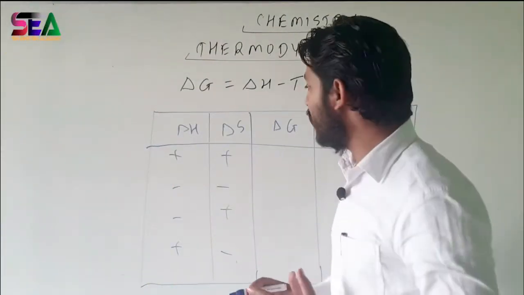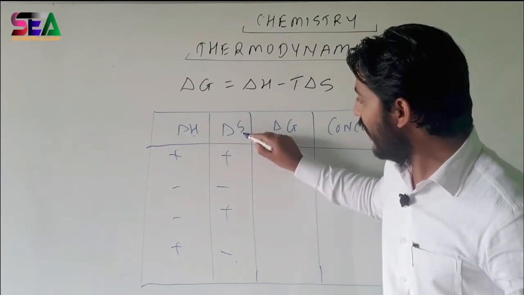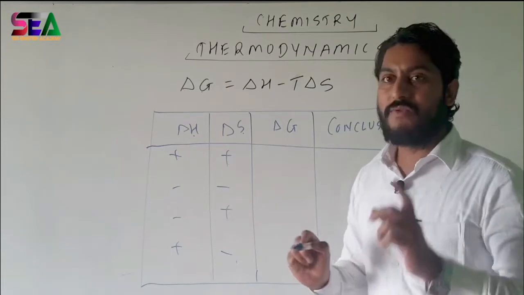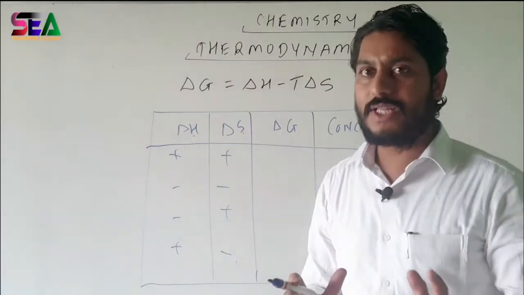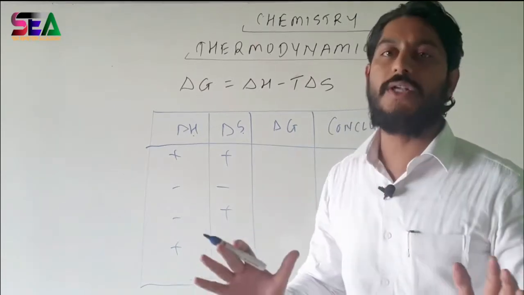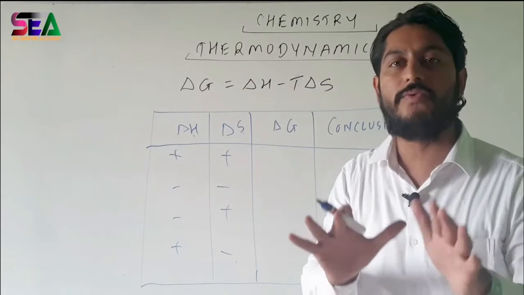Now, in these situations, we are supposed to test the values of delta H and delta S with respect to this equation. We all know if the value of Gibbs energy is negative, the reaction is spontaneous. If it is positive, the reaction is non-spontaneous. And if it is zero, the reaction lies at the situation of equilibrium.